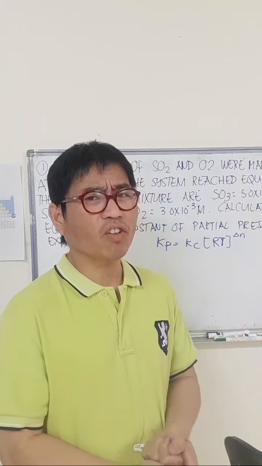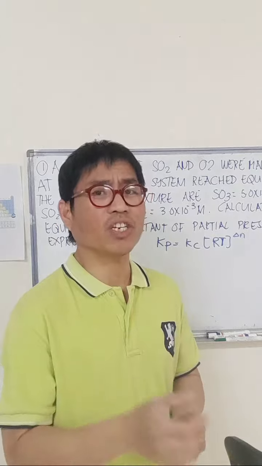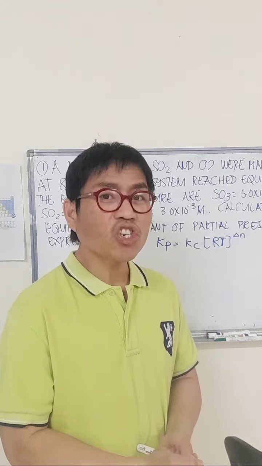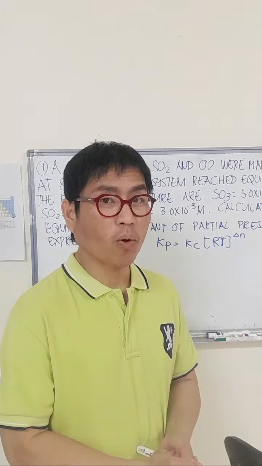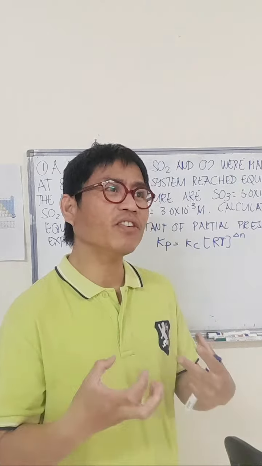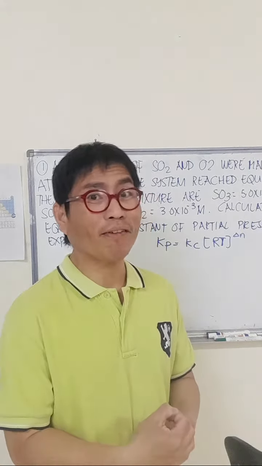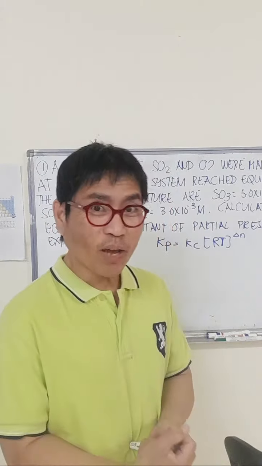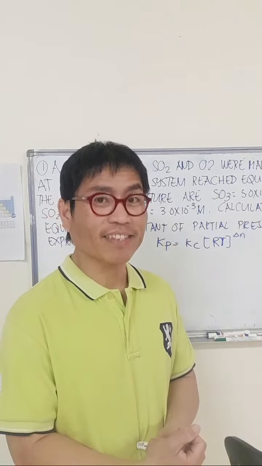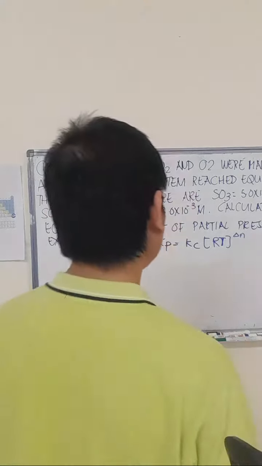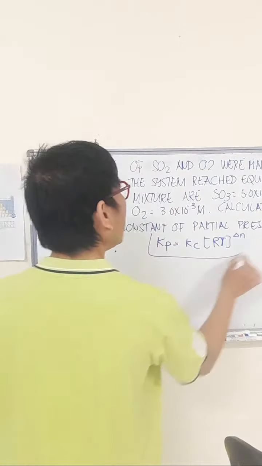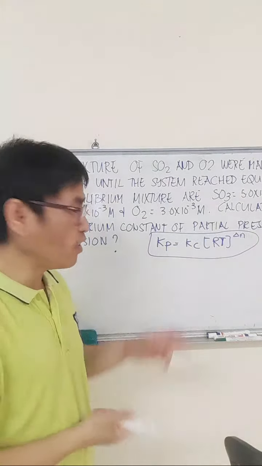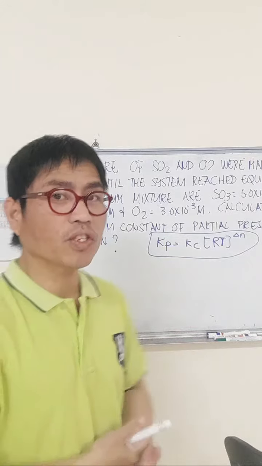We can say it another way around: the total number of coefficients of the products minus the total number of coefficients in the reactants equals the change in the number of moles. So here we treat directly that the number of coefficients is equal to the number of moles. This is our equation to be used. This is standard. Always take note of this formula because it will always come out in future examinations.